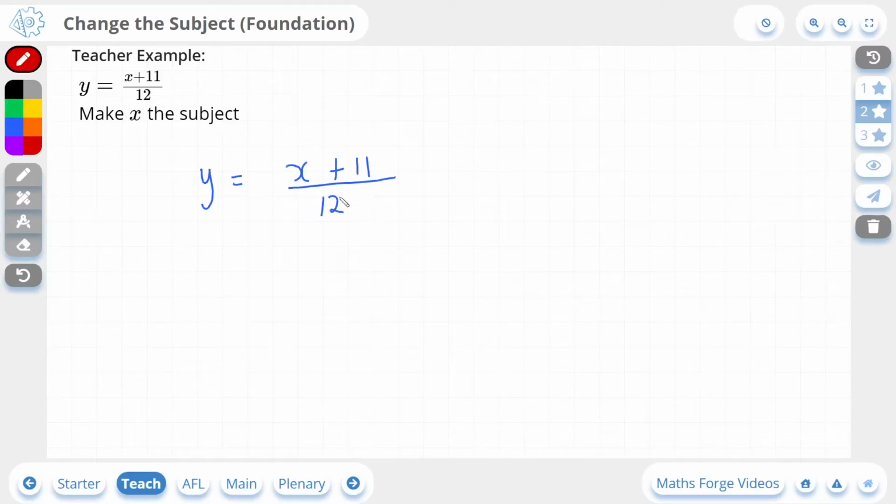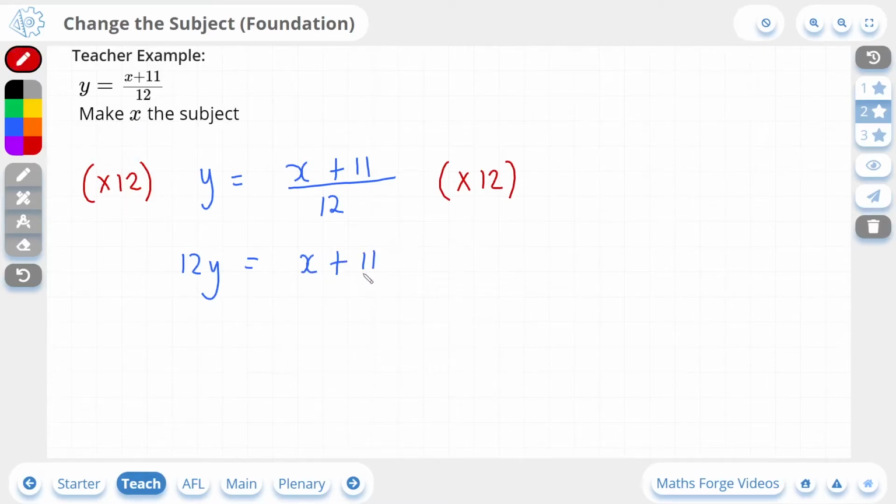So we have everything divided by 12, so I'm going to multiply everything by 12. And I'm going to have to do this to the other side as well. This will now leave us with 12y on the left, and on the right, the divided by 12 and the times by 12 cancel out, leaving us with x plus 11.